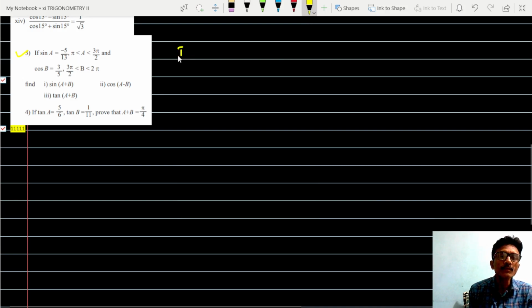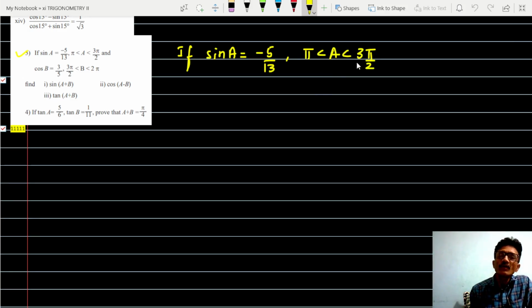If sine A is equal to minus 5 upon 13, where A lies in the third quadrant. Pi to 3 pi by 2 is the third quadrant.